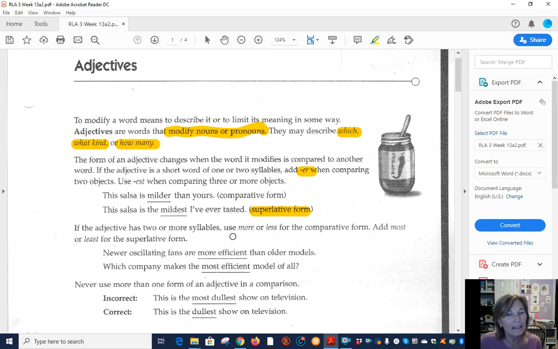If the word is more than two syllables, instead of adding ER and EST, you use more or less, or most or least. Newer oscillating fans are more efficient, instead of efficienter, or most efficient instead of efficientist.